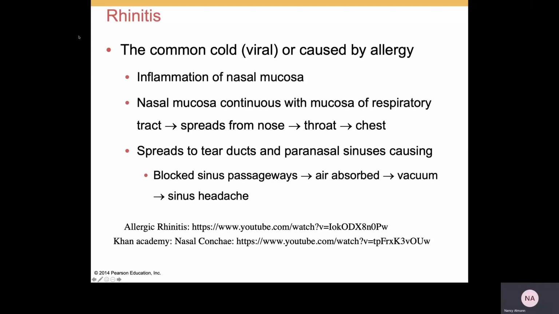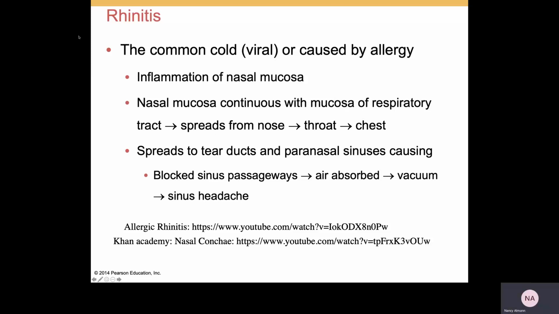Now, rhinitis is the common cold, which can also have similar symptoms to when you're having an allergy or an allergic reaction. What happens? Your nasal mucosa becomes inflamed. That nasal mucosa is going to be continuous with the mucosa of the rest of the respiratory tract, so that will spread from the nose down into the throat, down into the chest, which is why if you end up with the sniffles, you might end up with a chest cold.